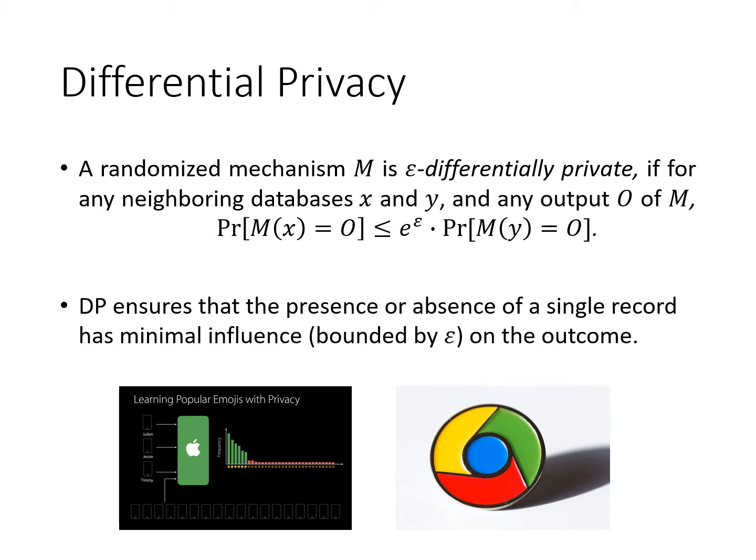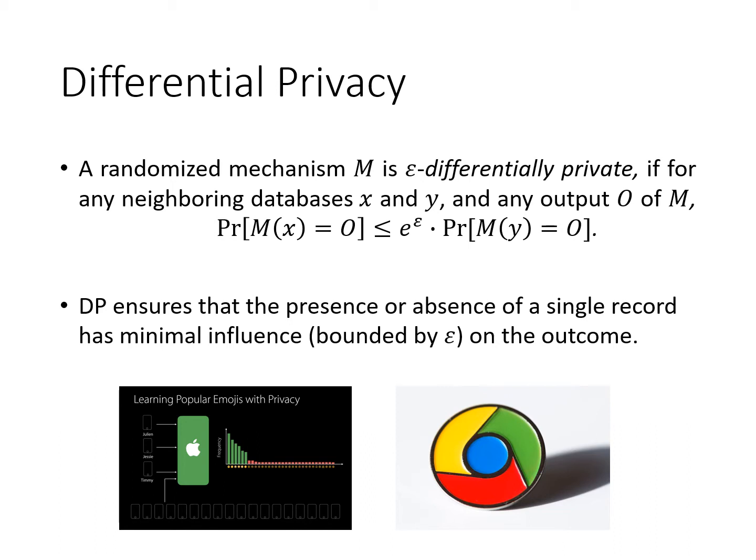So what is differential privacy? Formally it is defined as below. A randomized mechanism M satisfies epsilon differential privacy if for any neighboring databases X and Y and any output O of the mechanism M, the inequality holds. Informally, it ensures that the presence or absence of a single record, that is, the neighboring database, has minimal influence on the outcome.